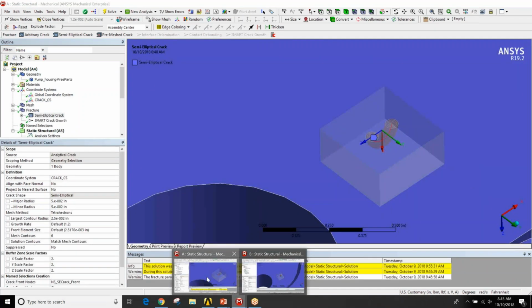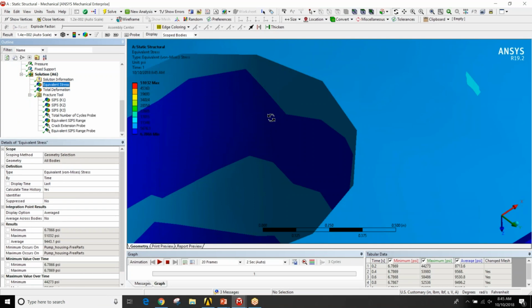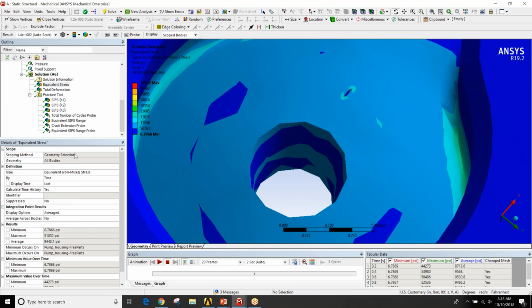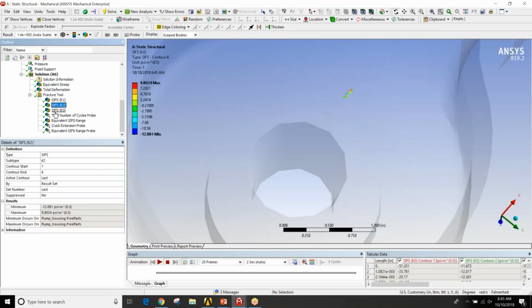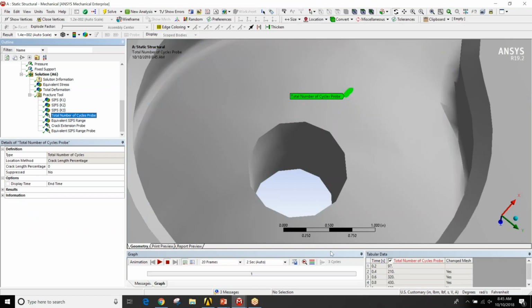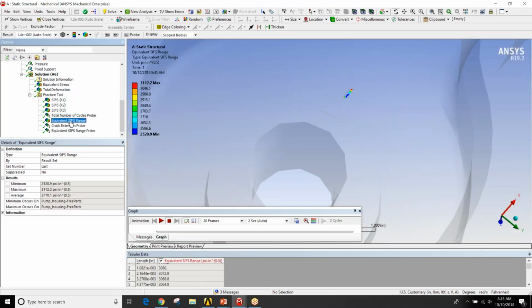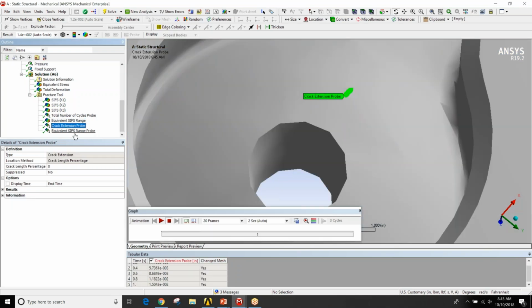So I'm going to switch back to this. As you see here, after I do the simulation, ANSYS calculates the stress intensity factors. It calculates the number of cycles that this crack will propagate. And it says that the number of cycles over here is 539. So it's going to propagate 539 cycles before it actually fails. And so ANSYS gives you all this information over here.